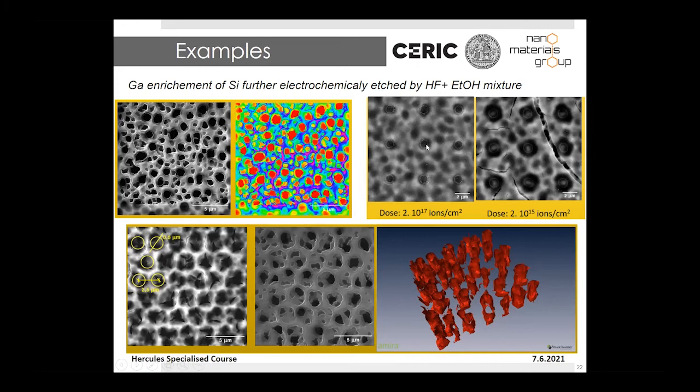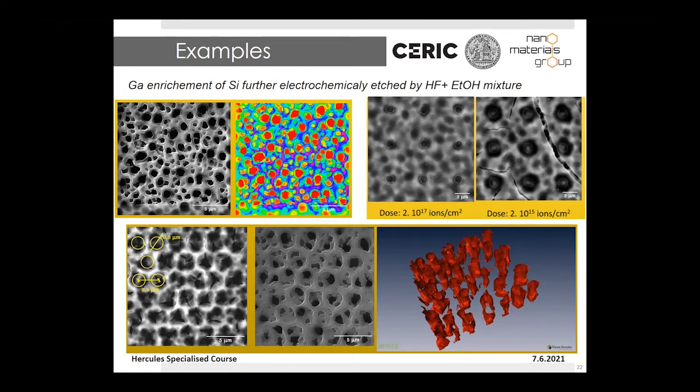So here are the holes which are created with this gallium ion beam. They are more homogeneous, they are better separated, and they are more homogeneous in size. Then this sample was studied by tomography and topography.